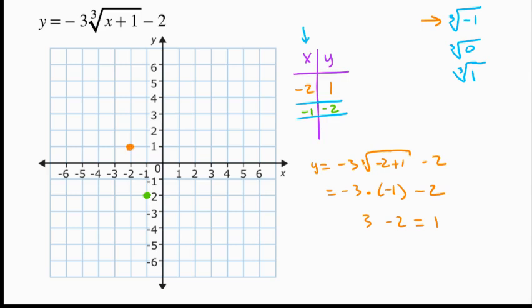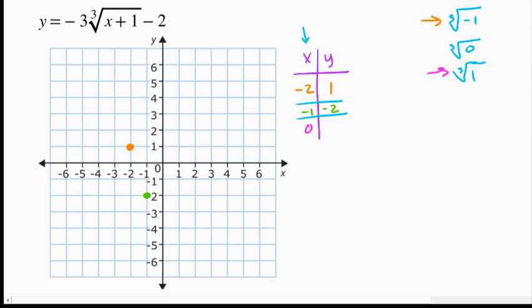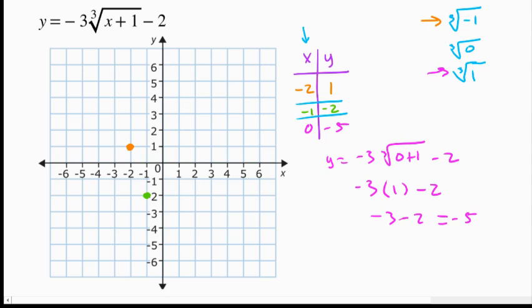And then the last point I'm going to do here, again, you can do more than just 3 points, but for speed's sake, I'm just going to do 3 and know that our graph is going to be some sort of S shape. The next one I'm going to choose is an X value that makes the inside of the cube root +1. So that would just be 0. So I'd get y equals -3 times the cube root of 0 plus 1, minus 2. The cube root of just 1 is 1. So -3 minus 2, which is -5.